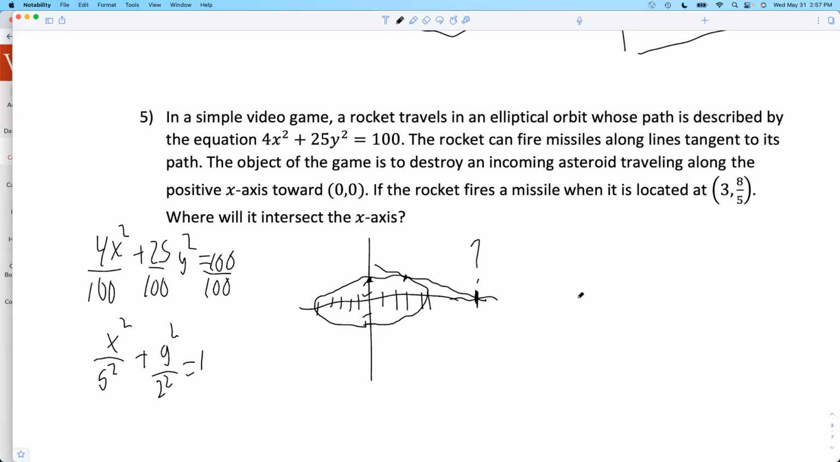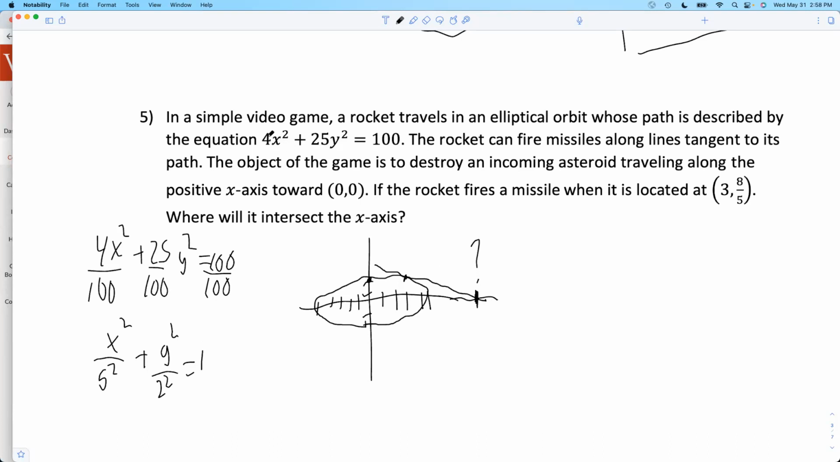So the asteroid is coming in this way along the x-axis, and I'm going to fire my rocket right there. I want to know basically how much leeway do I need to give this thing that's coming in? Because as it's coming, I'm coming along this curve, and I'm going to fire tangentially down here. Okay, that's the setup of the problem. You didn't have to see the picture to understand that, but I think it helps.